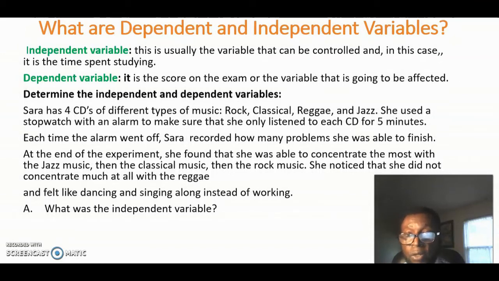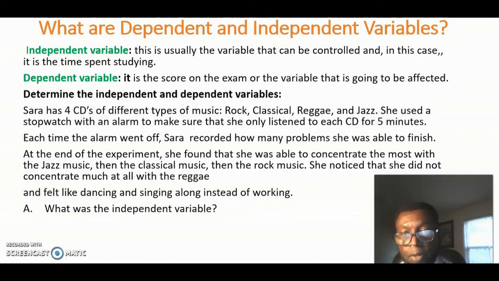Now that we know the meaning of independent and dependent variables, let us carry out a short activity. Determine the independent and dependent variables in the following scenarios. Sarah has 4 CDs of different types of music: rock, classical, reggae, and jazz. She used a stopwatch with an alarm to make sure that she only listened to each CD for 5 minutes. Each time the alarm went off, Sarah recorded how many problems she was able to finish.